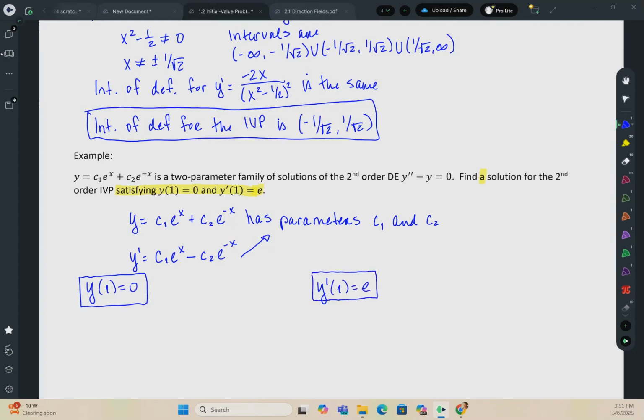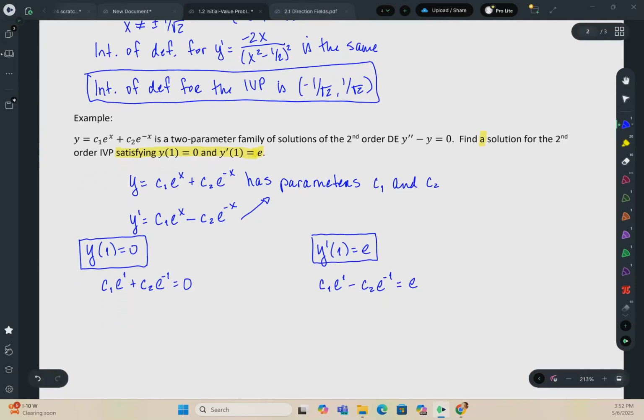And I might have a system of 2 equations that I can use elimination or substitution to solve. So y of 1 equals 0. That means c1 e to the 1 plus c2 e to the minus 1 is equal to 0. And y prime of 1 is equal to e. I get c1 e to the 1 minus c2 e to the minus 1 is equal to e.